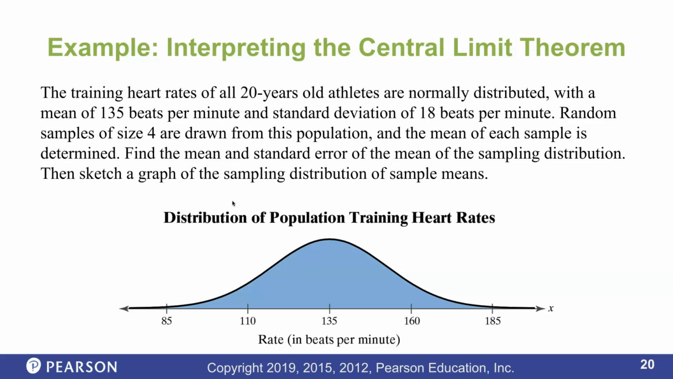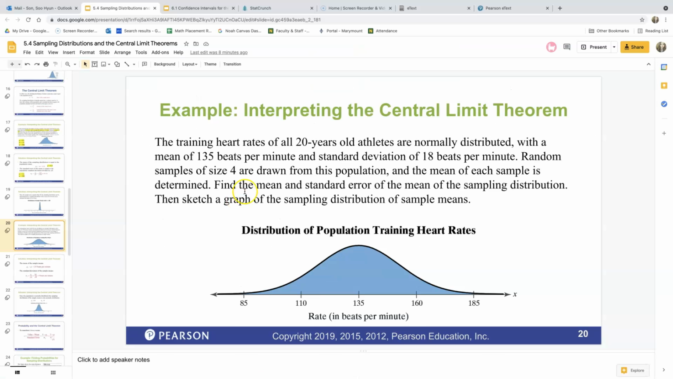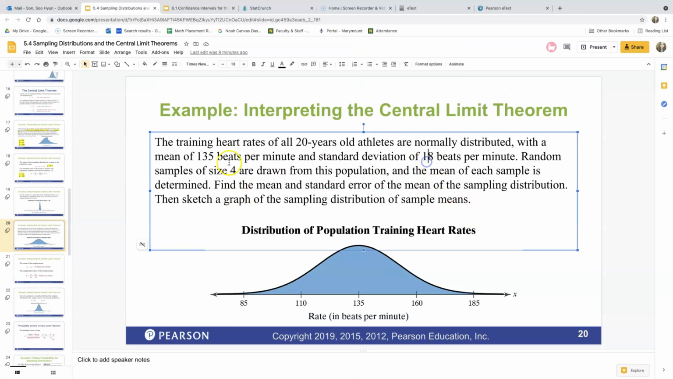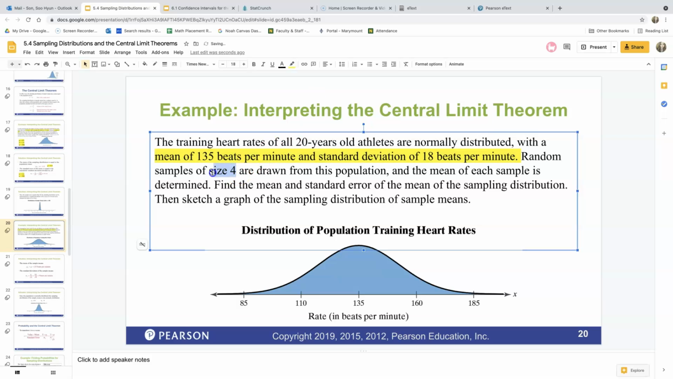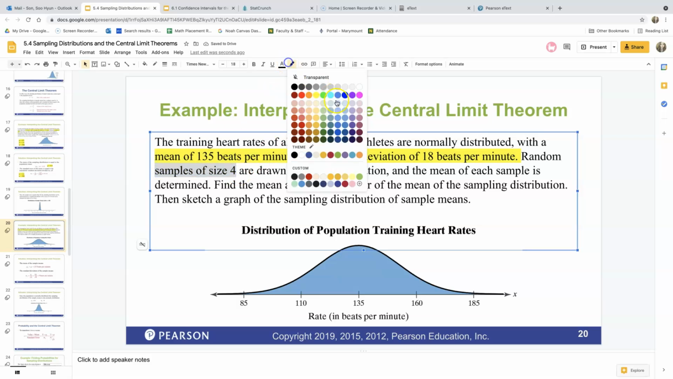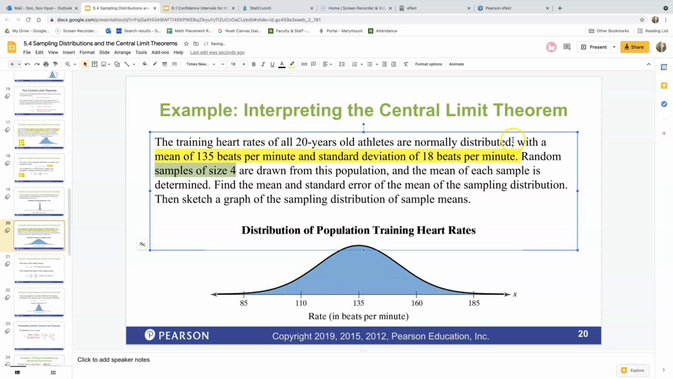So let me go ahead and highlight the clues here, okay? I'll highlight the mean and the standard deviation and the sample size of 4. That's small, but that's okay because the population is normally distributed. We don't need a sample size greater than or equal to 30.